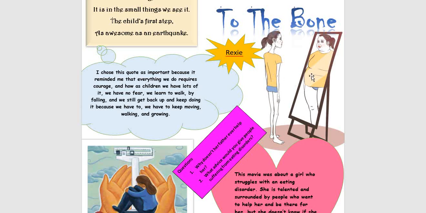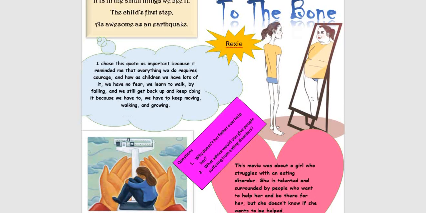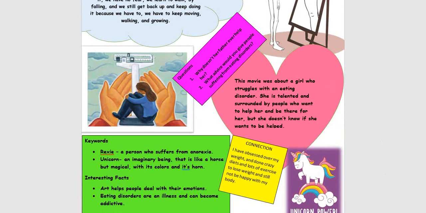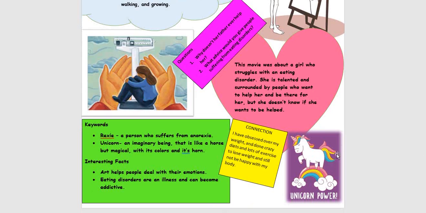But when she looks into the mirror, she does not see her literal image. She sees a distorted image of her body. She sees herself as obese, as overweight, as very fat. So this is an illustration that represents what a Rexy is. Then we have here the image of a unicorn, which is almost like a horse. It's a magical being with its colors and its horn.